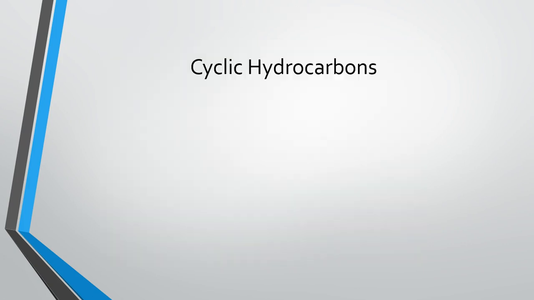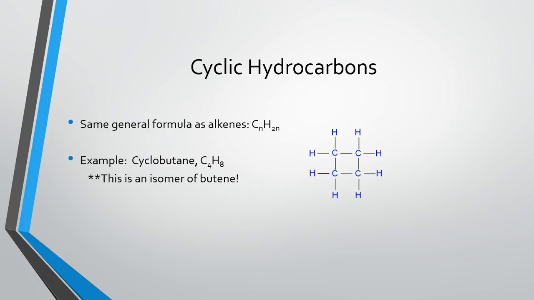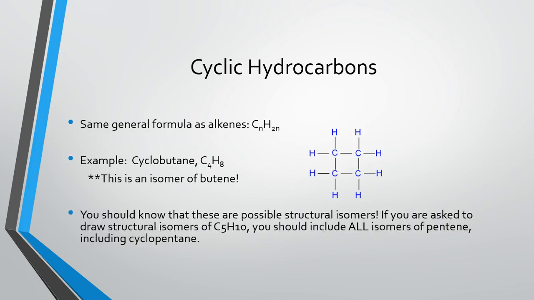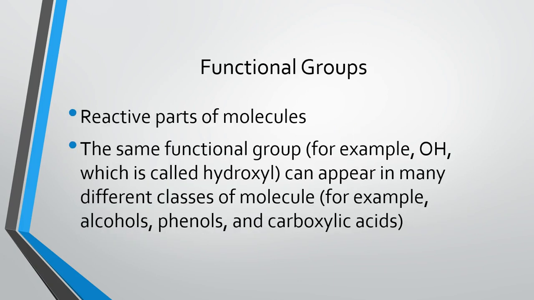I also want to talk really briefly about cyclic hydrocarbons. So these have the same general formula as alkenes, CnH2n. So cyclobutane is C4H8, and it looks like this. So when I say cyclic, I mean they're in a ring. Okay, so there's 4 carbons in a ring, and because we don't have the carbons on the end, we have 2 fewer hydrogens. So this is an isomer of butene. So basically, you should know that these are possible structural isomers of alkenes. So if you were asked to draw all the structural isomers of C5H10, you should include all isomers of pentene, which includes cyclopentane.